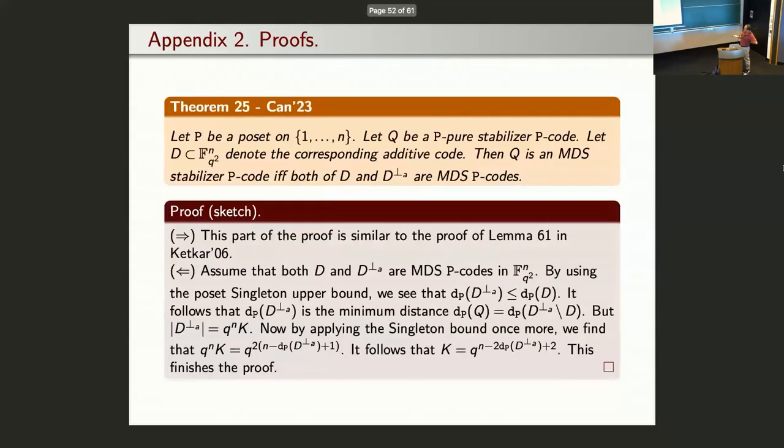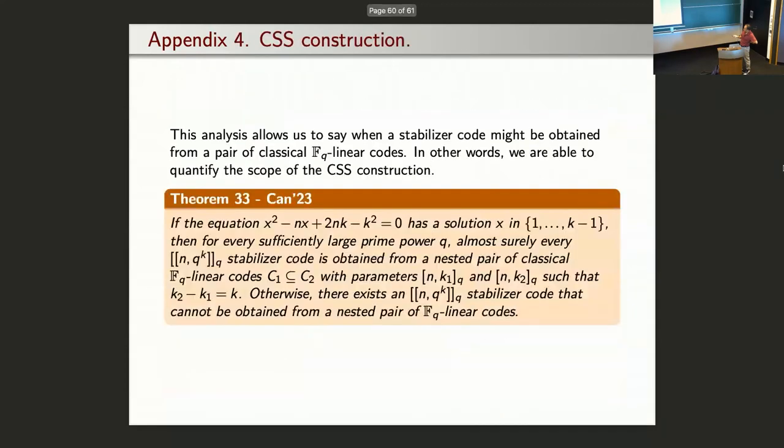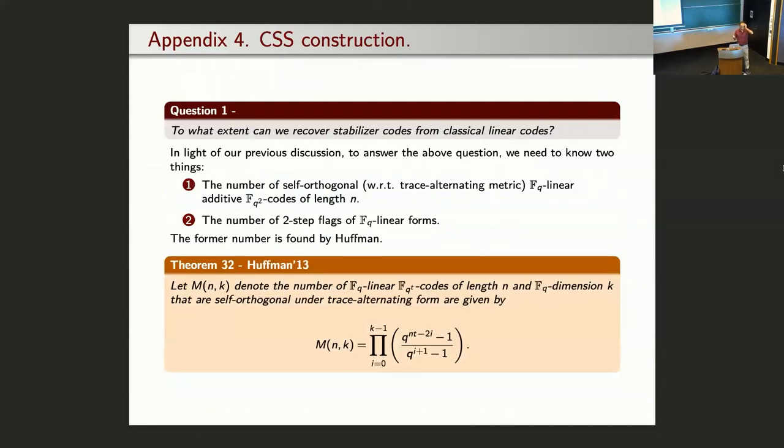I put them in the appendix, but I wanted to mention one more theorem that addresses one issue that David raised in his wonderful talk last week. He was skeptical about what we can achieve using this. He didn't refer to error correction in his talk, but he raised the question, what can we not do with a classical setup, with the quantum setup? So in response to that, I thought about the following fact. The question is, to what extent can we recover stabilizer codes from classical linear codes instead of using these additive codes?